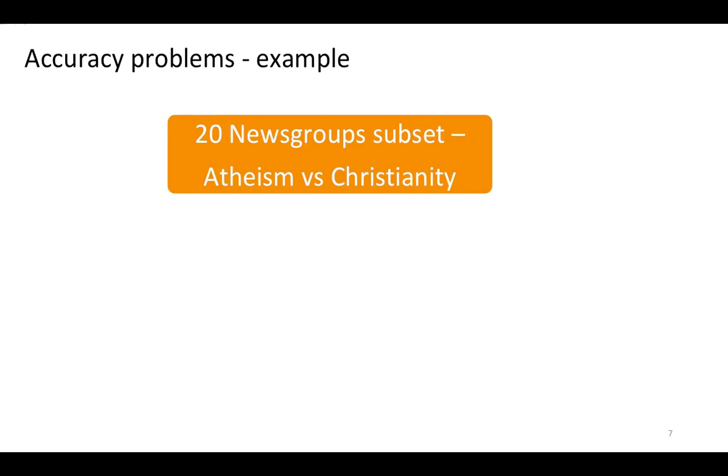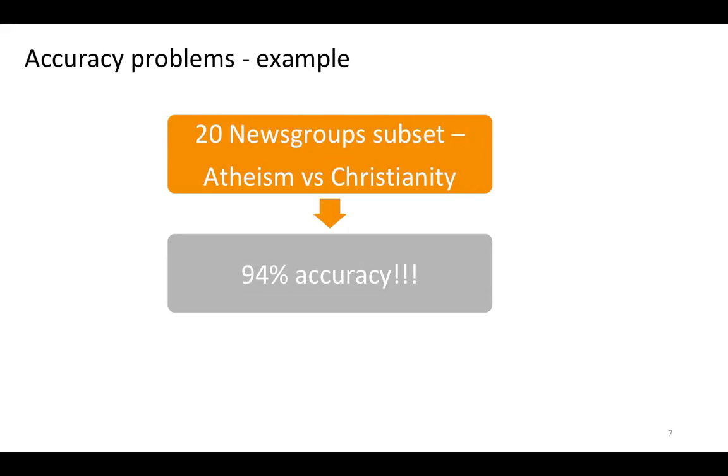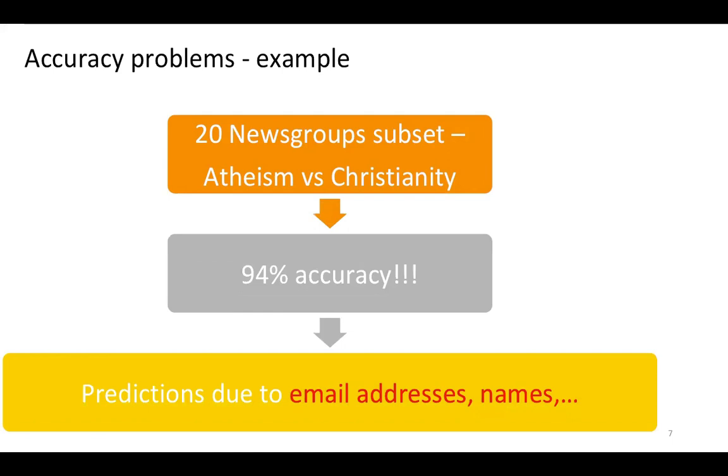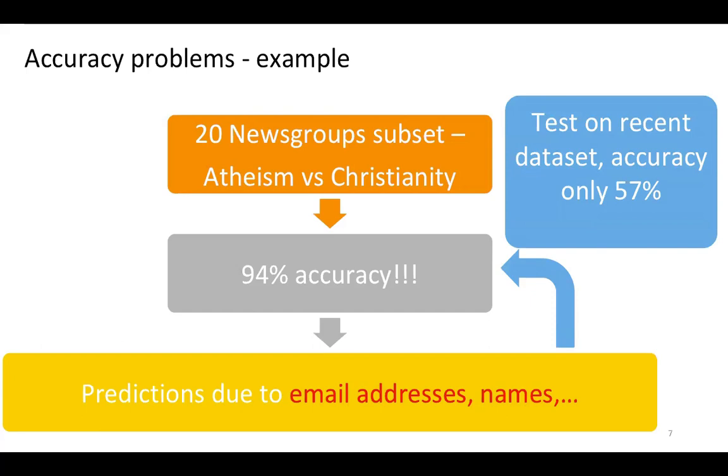This model is 94% accurate. Now, even before the caveat, why was it accurate? Because the model was taking clues from email addresses, names, etc., which was allowing it to predict the class of the news item with a very high accuracy. However, when they tested on a recent data set, by which they mean that there is a time gap between the two data sets. They had the initial 20 newsgroups data set from where they picked the training as well as the test data. Now they have a separate test data set, which was taken at a later time point, which has a bunch of new news items.